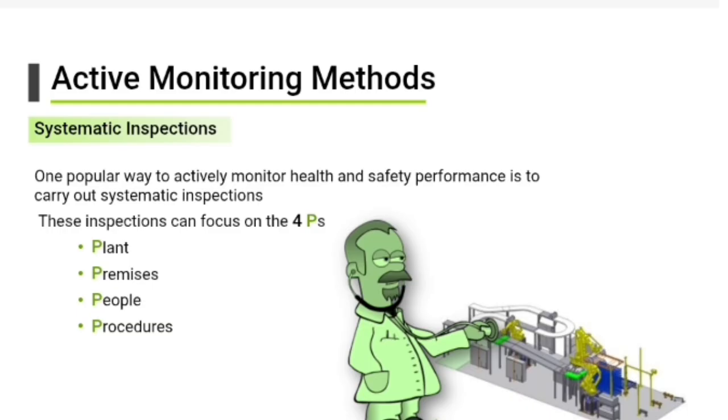Active monitoring methods involve ongoing and systematic assessments of health and safety performance, with one common approach being systematic inspections. This method entails a thorough examination of various aspects, often categorized into the 4 Ps: plant, premises, people, and procedures. By systematically inspecting these elements, organizations can identify potential hazards, assess compliance with safety protocols, and proactively address any issues to maintain a safe working environment.